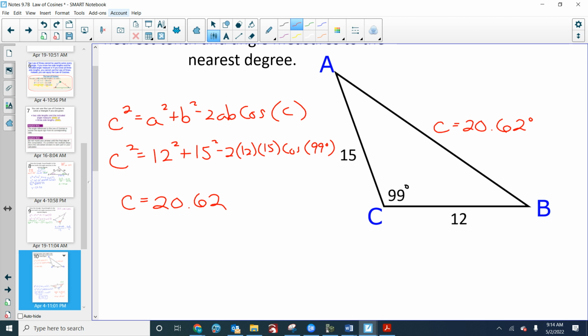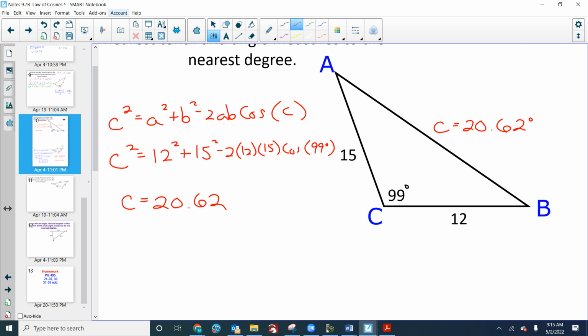Anybody completely confused? No. It's about as tough as it gets. When do we use law of cosines? When we get SSS, SAS. Okay. SSS, SAS. Yes.